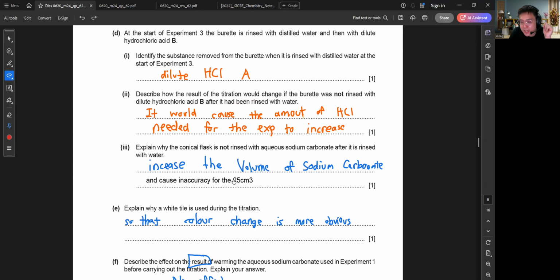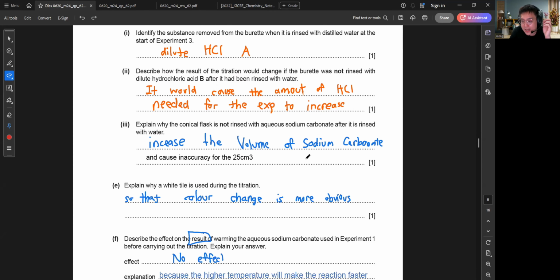Explain why the conical flask is not rinsed with aqueous sodium carbonate after it is rinsed with water. Okay, so let's just read that again. I read it too fast. Why the conical flask is not rinsed with sodium carbonate after it is rinsed with water. Because this one is very interesting, all right? This is another very important thing that students can copy into their paper 6 notes.